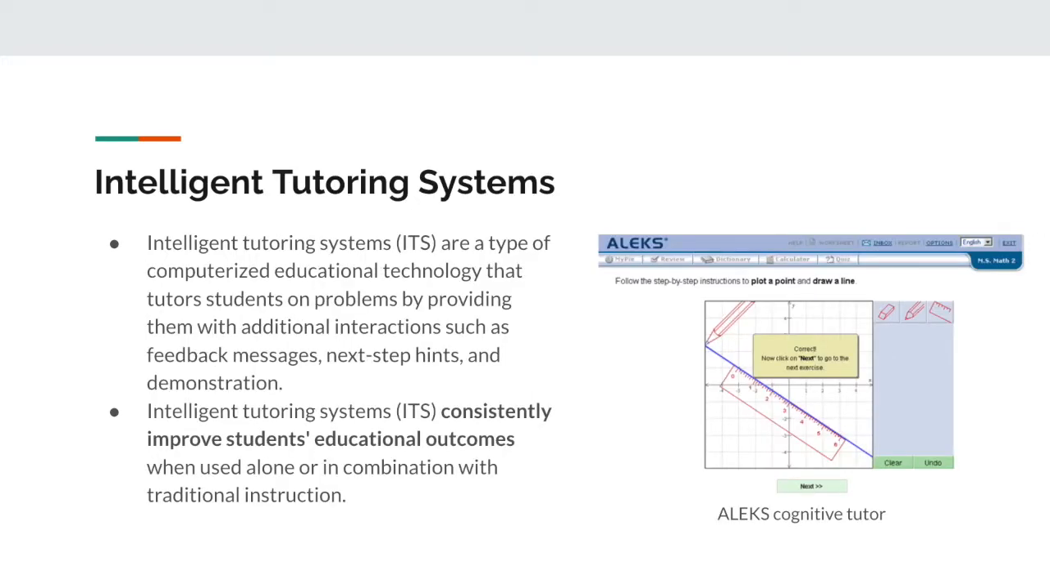So, first thing, intelligent tutoring systems, what are they? They're a type of computerized educational technology that tutor students on problems by providing additional interaction, like student feedback, next step hints, demonstration, and so on. And over the last decade and more, these intelligent tutoring systems have consistently shown student improvement and improvement of educational outcomes when they're used alone or in combination with other methods. So these tutoring systems have been shown to be effective.